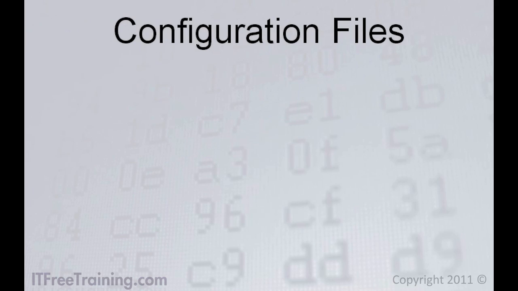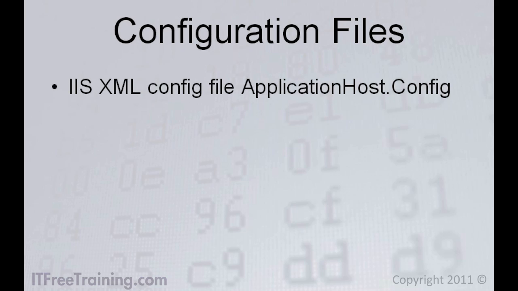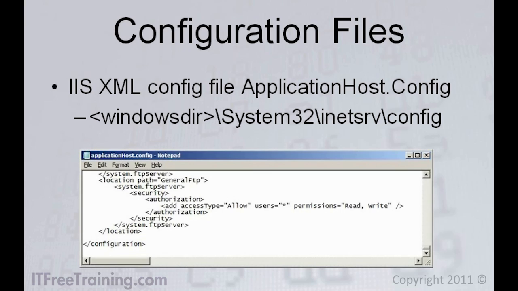With Windows Server 2008 and Windows Vista, you will notice a trend by Microsoft using more text files for configuration, and a lot of these text files being based on the XML format. IIS has a configuration file in XML format called applicationhost.config. This is located in your Windows directory under system32/inetsrv/config. You can see in the configuration file the config for the FTP server I just created.